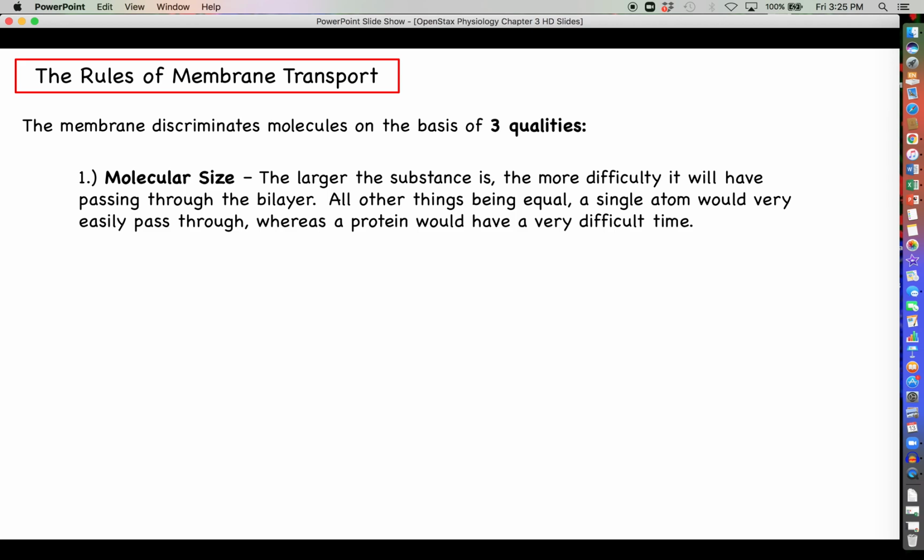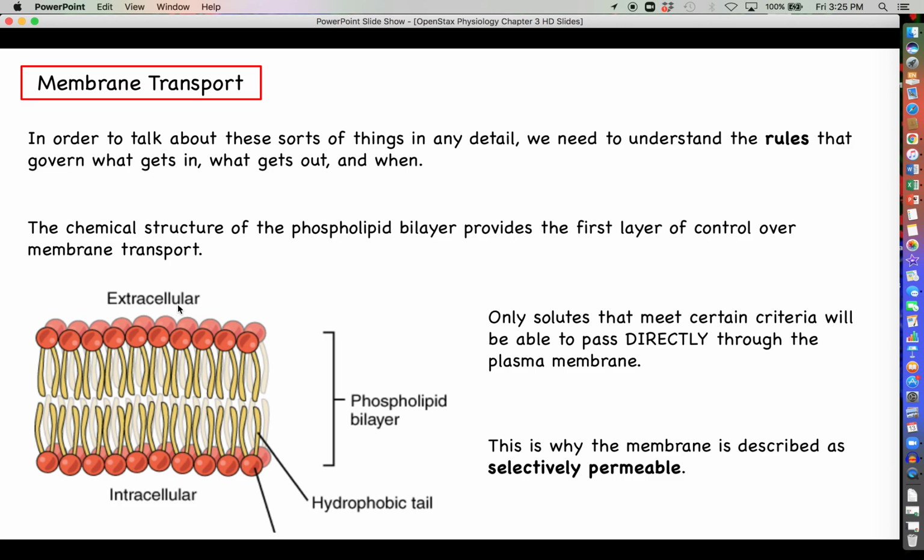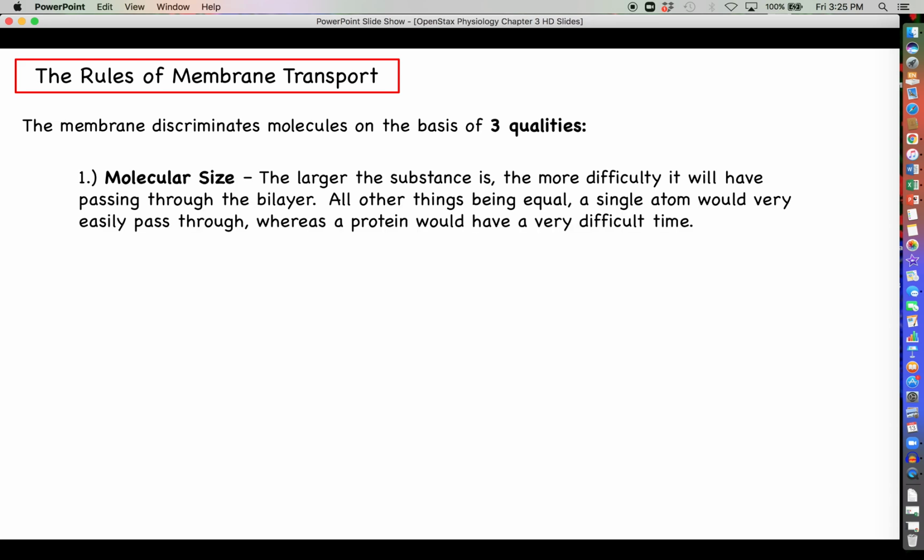And this one is basically just a whole bunch of common sense. You probably don't even need me to tell you this. The larger the molecule is, the more difficulty it's going to have passing through the bilayer. Consider that for a molecule to get straight through, it has to essentially wedge itself in between 2 adjacent phospholipids. The bigger the molecule is, the more difficult that is going to be. So all other things being equal, a single atom, which is very, very small, would easily pass through, whereas a very big protein, which contains thousands and thousands of atoms, would have a very, very difficult time. So the first thing we're considering is how big is the molecule, a pretty simple thing to consider.